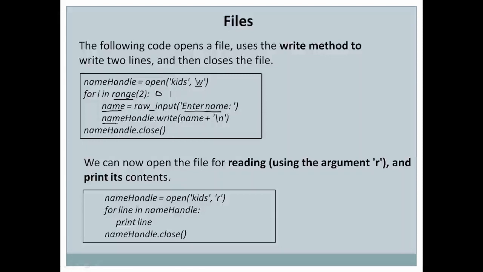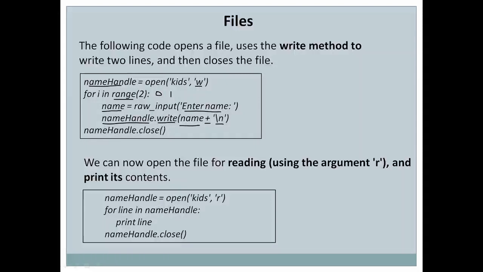Suppose the user enters something at this point, and that will be stored in the variable name. Then we are using the name handle which we have created, name handle dot write. The method write is used to write some information to the file. Whatever we have read into the variable name, that we are writing, and to that we are concatenating a special character, backslash n, a new line character. So it will write the information, and we are also moving the cursor to the next line by using backslash n.